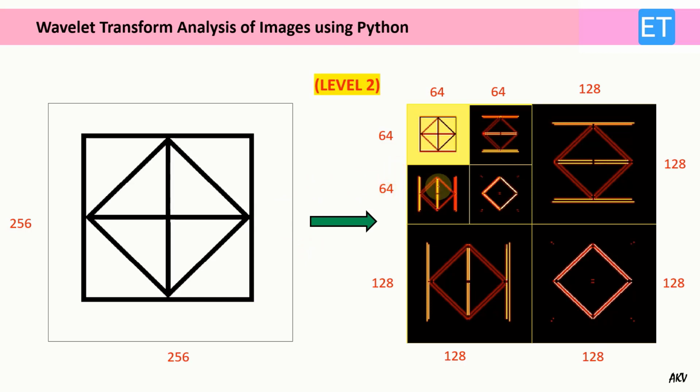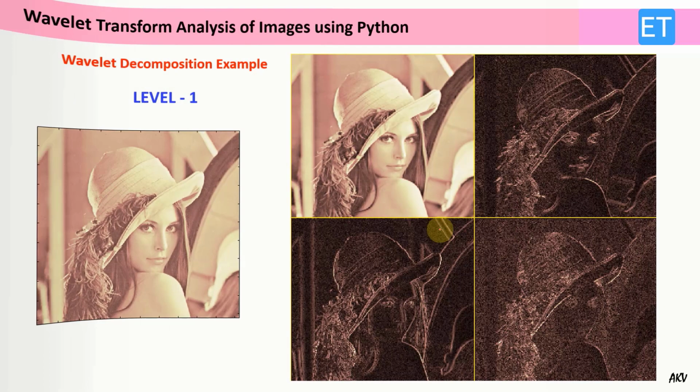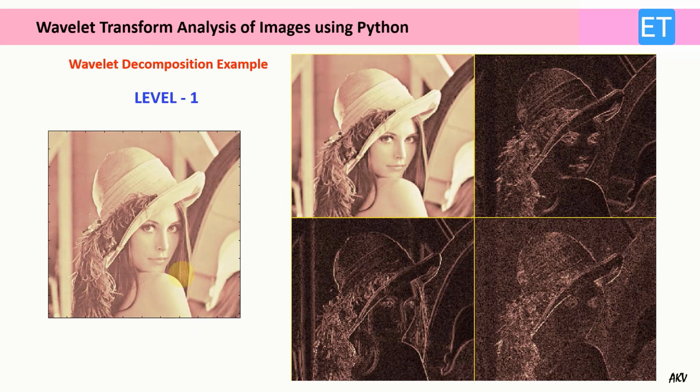So your CA1 matrix is further decomposed into four matrices. Okay, so here you can see that horizontal, vertical, and diagonal edges are more prominent at the second level. And here is one example of a natural image, Lena. So this is the level 1 decomposition. You can see all those four matrices. That means your approximation CA1, CH1, this is CV1, and this is CD1.